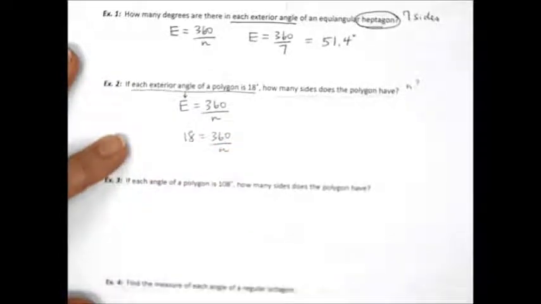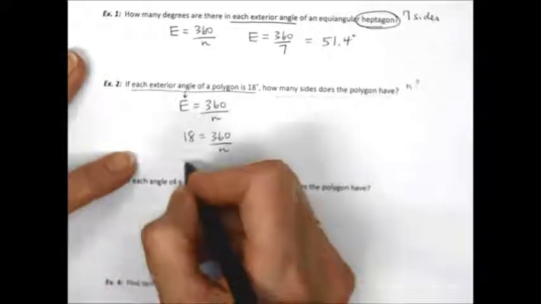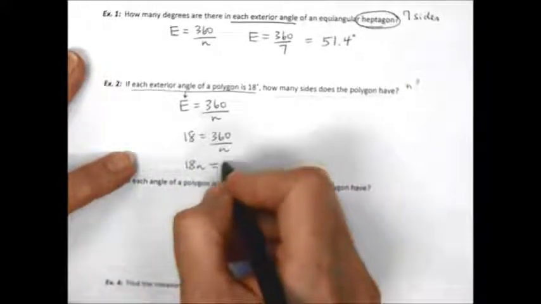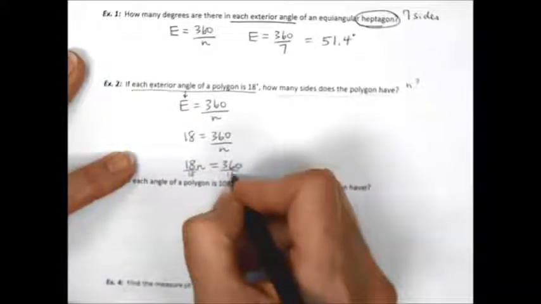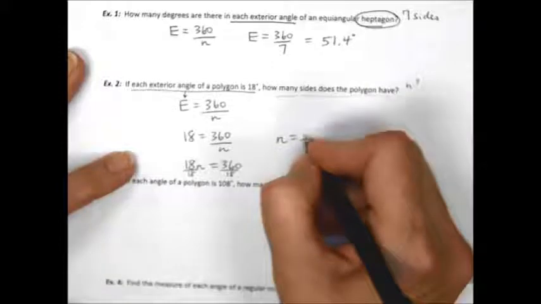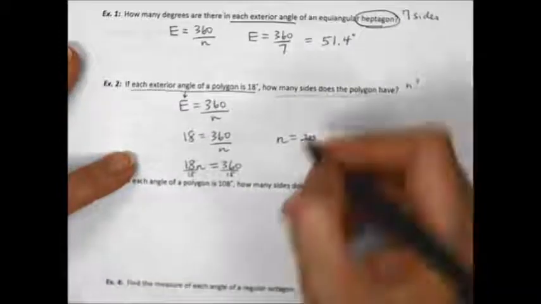So if you've forgotten how to solve these, remember we can cross multiply. So I can say 18N equals 360, and then divide by 18. And I get N to equal 20. So it is a 20-sided polygon.